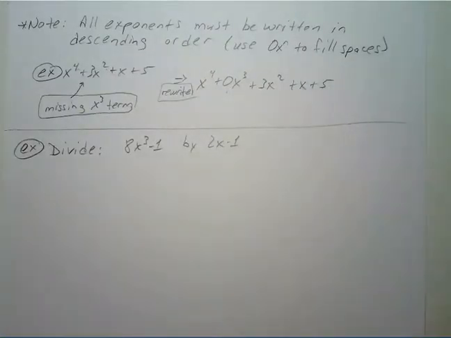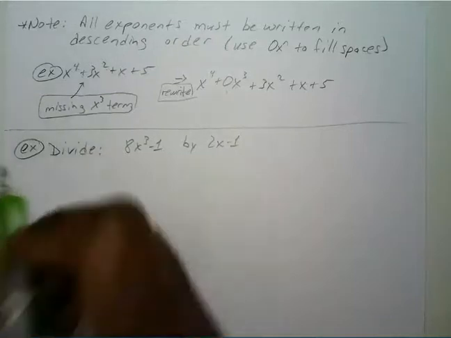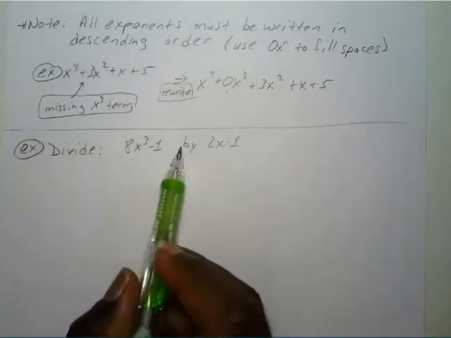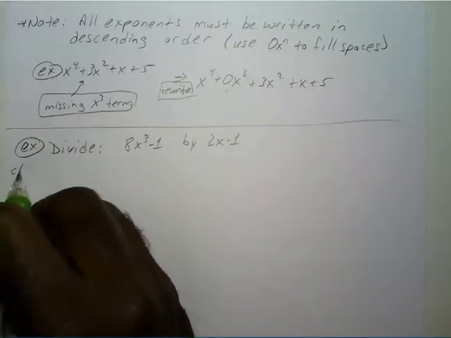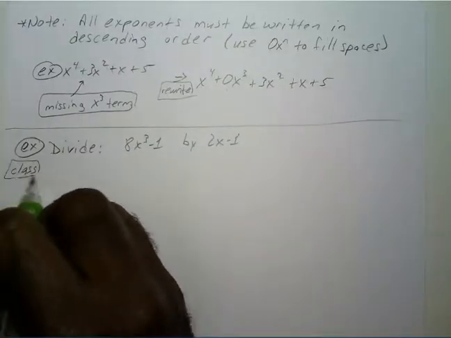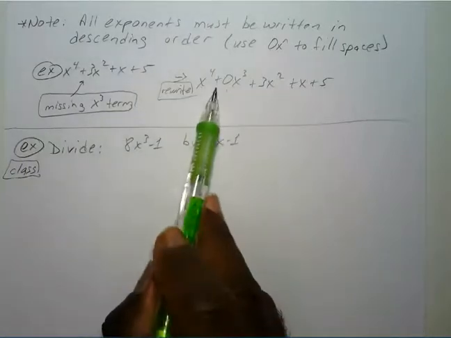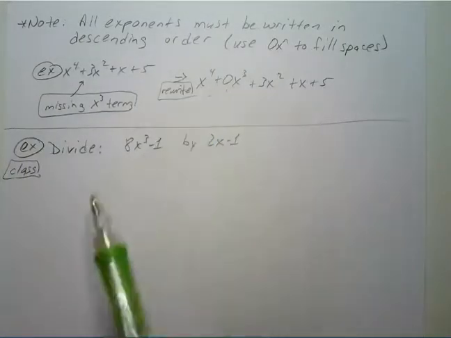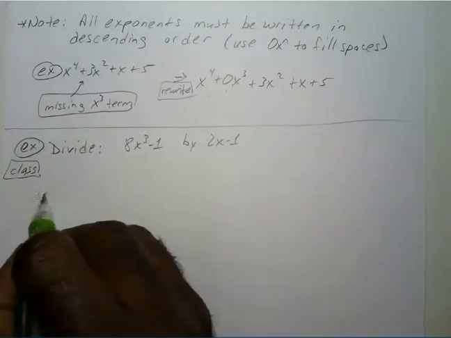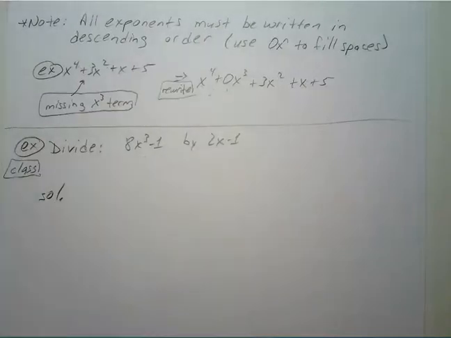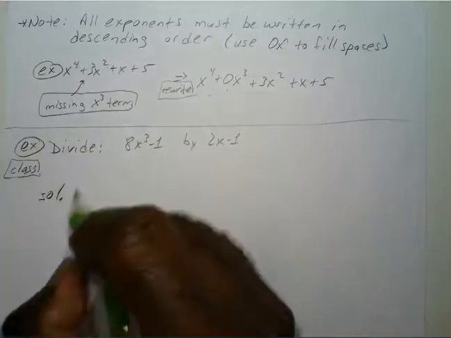All right, so let's say, for example, you have 8x to the third minus 1 divided by 2x minus 1. Okay, and what I want you to do is, knowing this, I want you to try this one on your own. All right, so I'm assuming you've pressed pause and you've already solved it. So let's go ahead and verify.